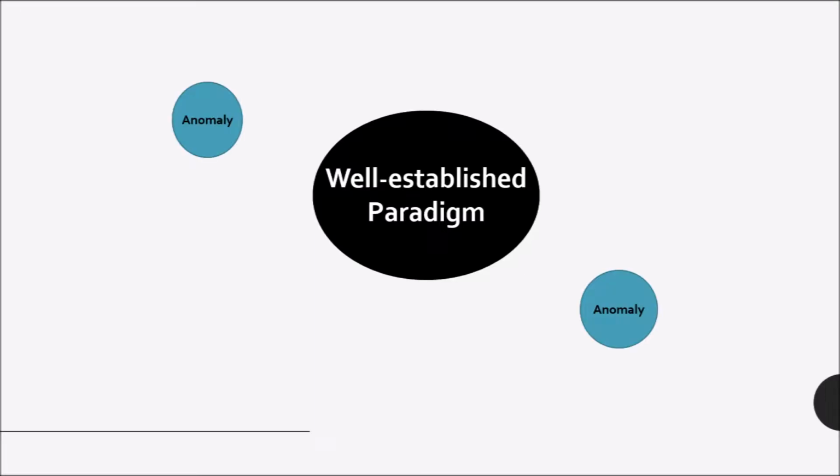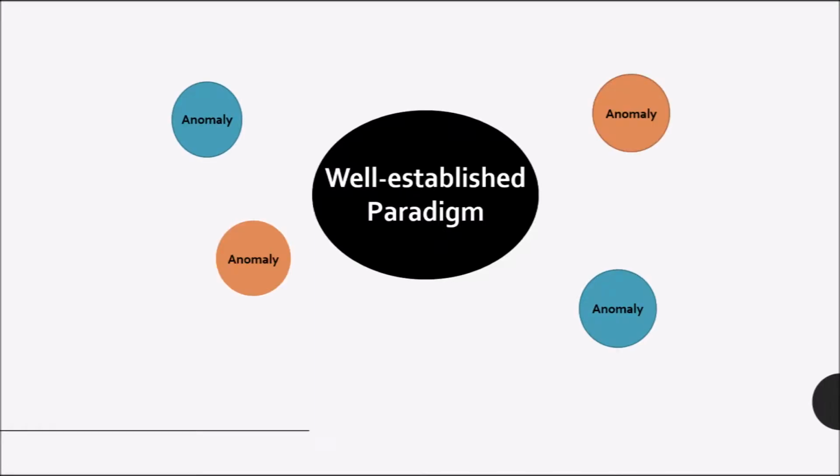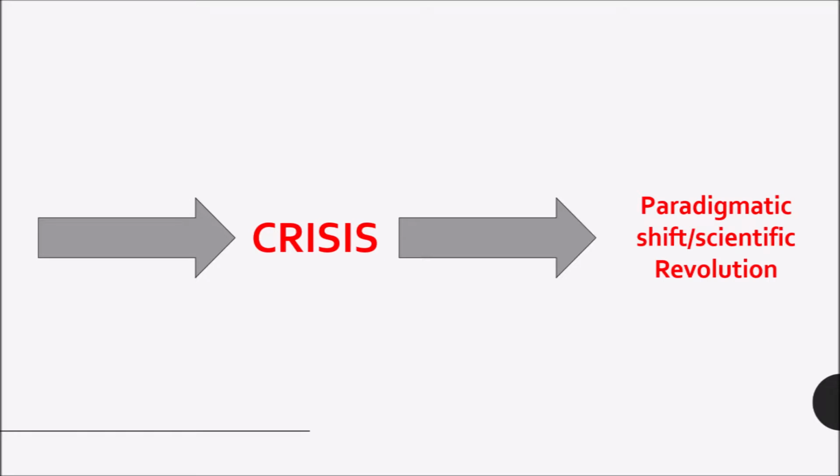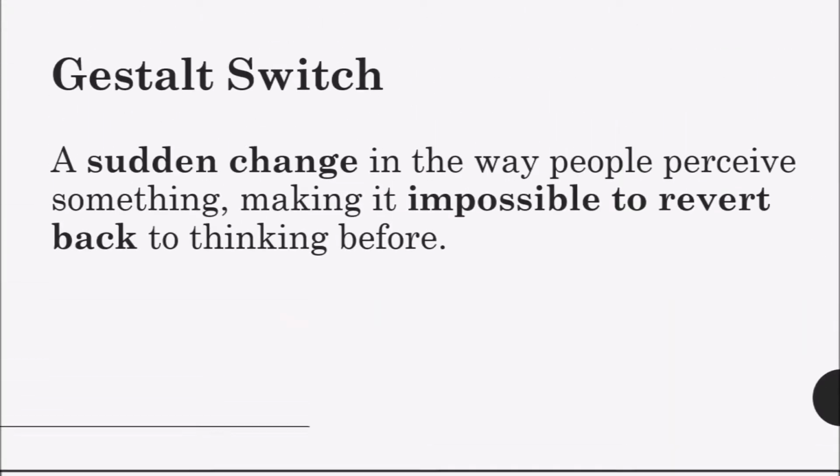However, when there is an accumulation of anomalies against the current paradigm, this could lead to a period of crisis, a time in which a noticeable group starts to change their view towards a paradigm because too many anomalies have been discovered. When a paradigmatic shift occurs, a Gestalt switch can be observed. Now, onto the concept of a Gestalt switch.